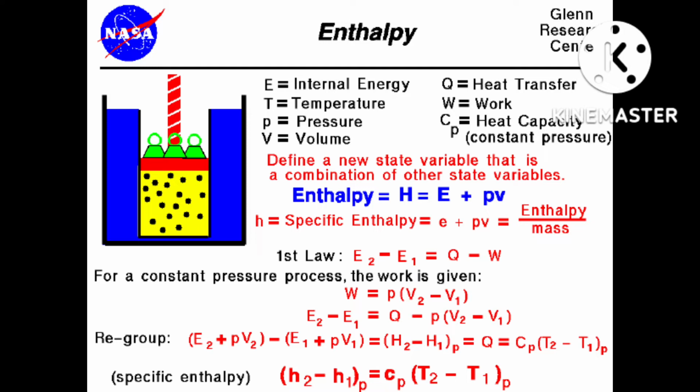And delta H means you can always think H2 minus H1, like other terms: delta P means P2 minus P1, delta V is V2 minus V1. This is understood. Hence here you can write QP is equal to delta H. This is the new relation I have told you.